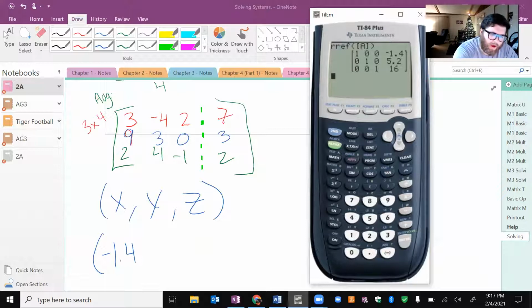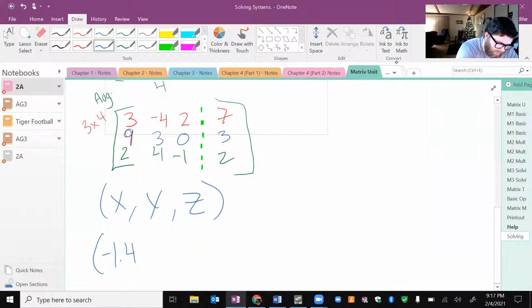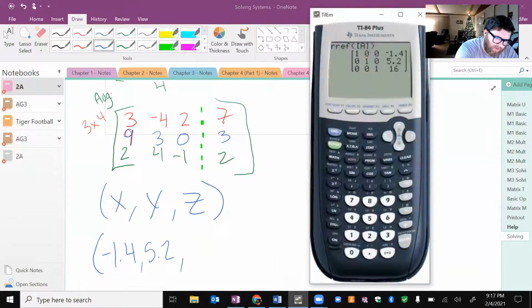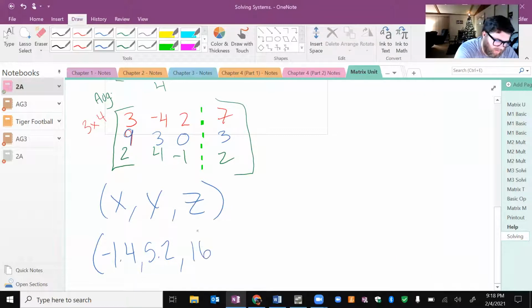Now my Y is in the second column. See that 1 in the second column? That's for my Y's. All my Y's are in the second column. So my Y is going to equal 5.2. So we do comma, 5.2. And now my Z's, last but not least, notice how the 1 is in the third column. Now I have 16. And we are done.